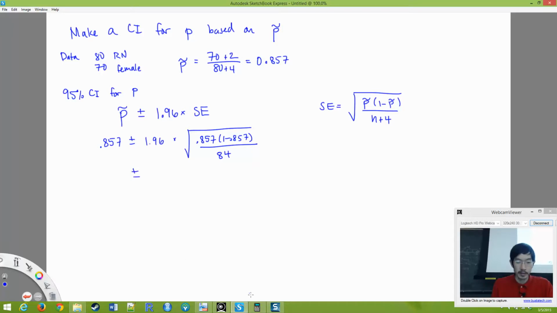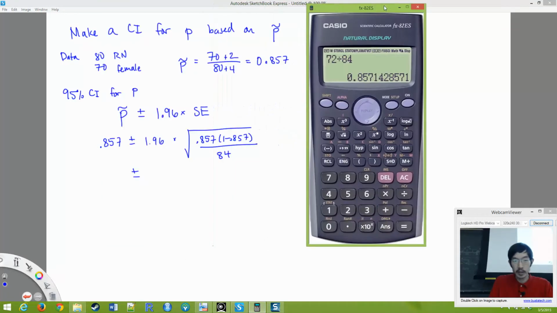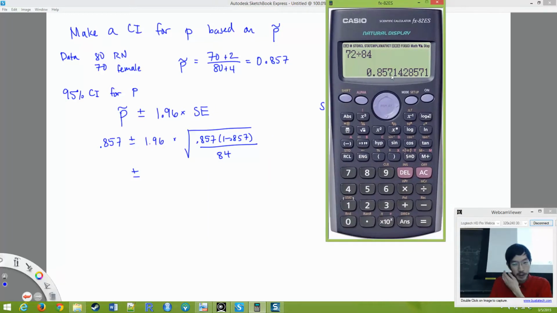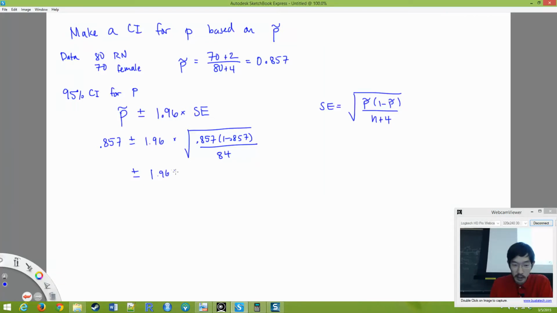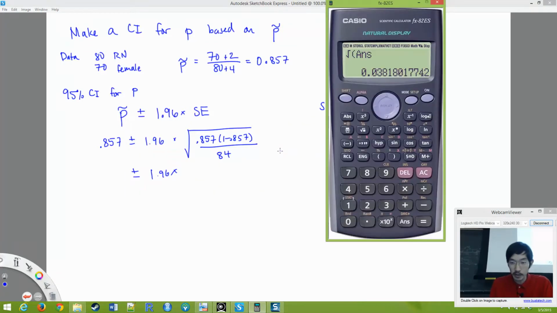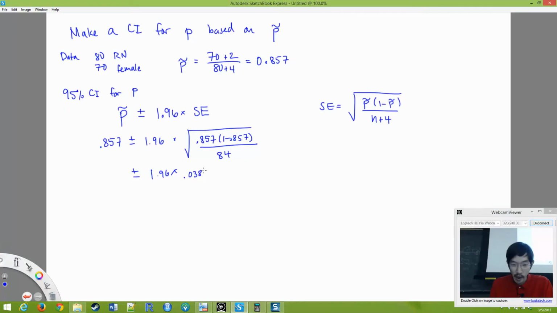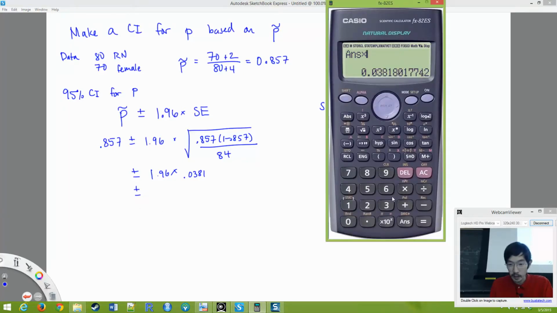It's just a matter of crunching numbers here. Actually, I'm not going to use 0.857. I'm going to use the actual value of 72 over 84, using the answer key. Do 1 minus the answer, divided by 84, and take the square root of that. I get 0.0381. Then I multiply that by 1.96, and I get 0.075.